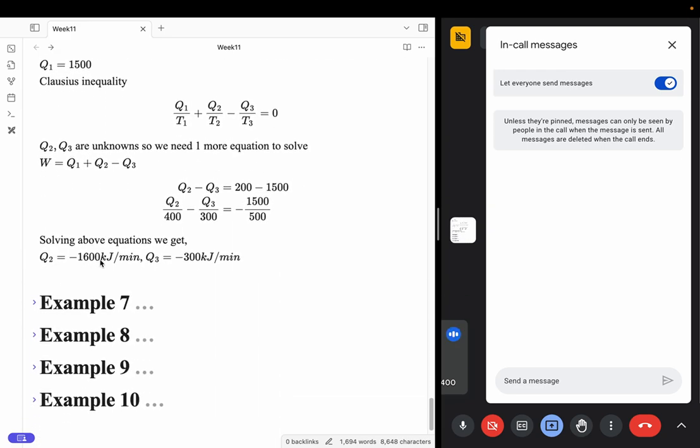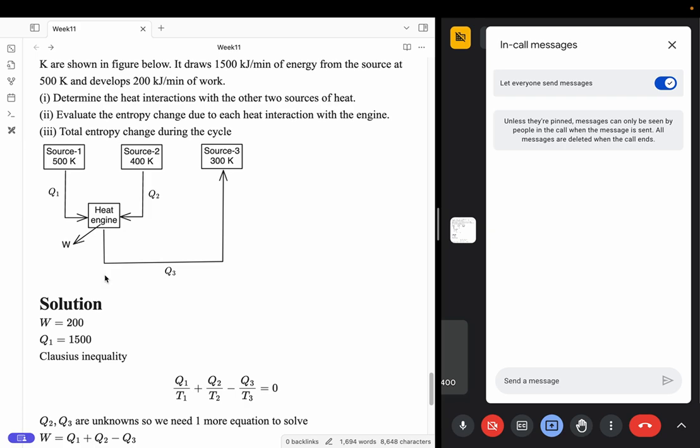Yeah, so what do the negative signs here mean? Q2 is negative and Q3 is negative. Yeah, so basically whatever arrows that I've kept here are just wrong. Q1 is the same 1500, but Q2 is reversed and Q3 is reversed. So we have this also as sink and Q3 is the reverse thing. So heat comes in from 500 Kelvin, 300 Kelvin and leaves to 400 Kelvin. That is what it is.